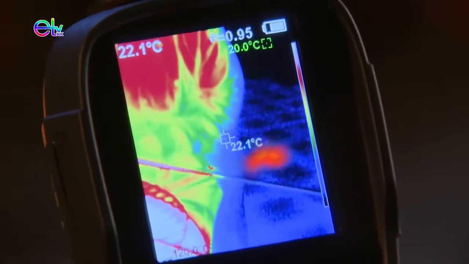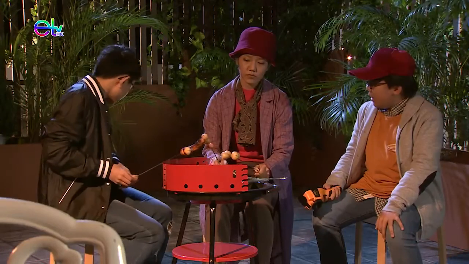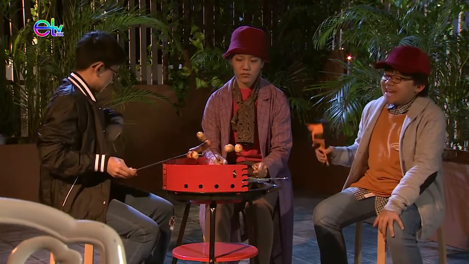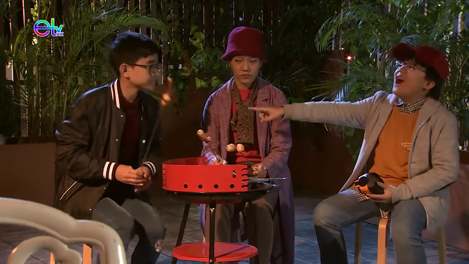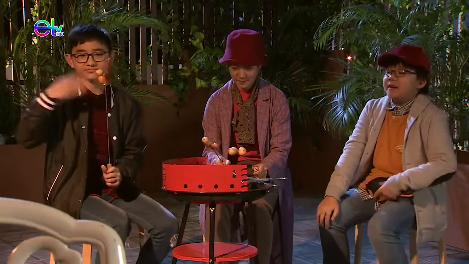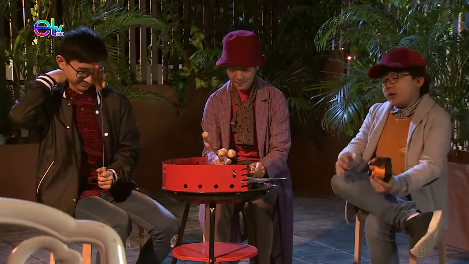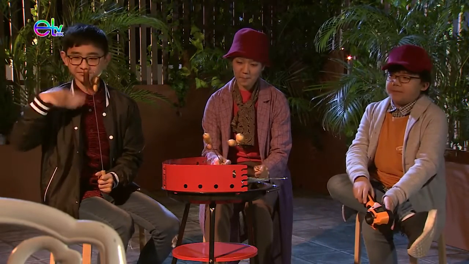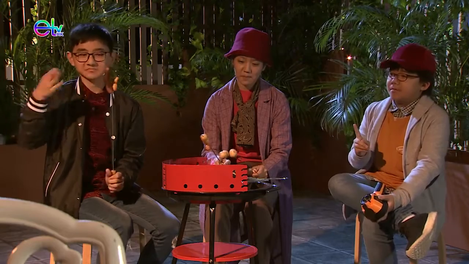There's a red cloud behind Andrew. Oh, I see. Andrew, you are farting. The thermographic camera shows it as red, so it must be hot.